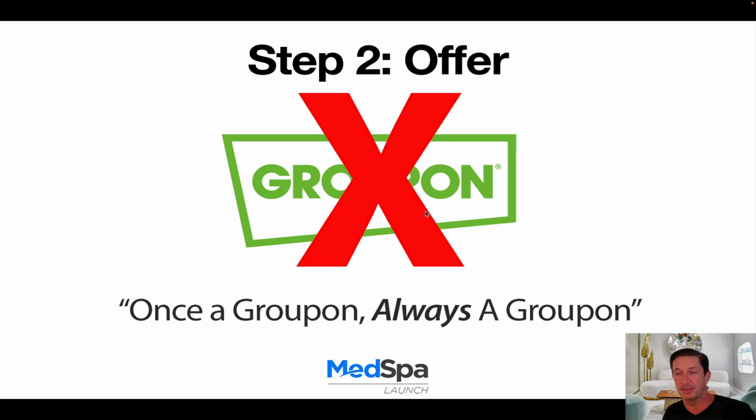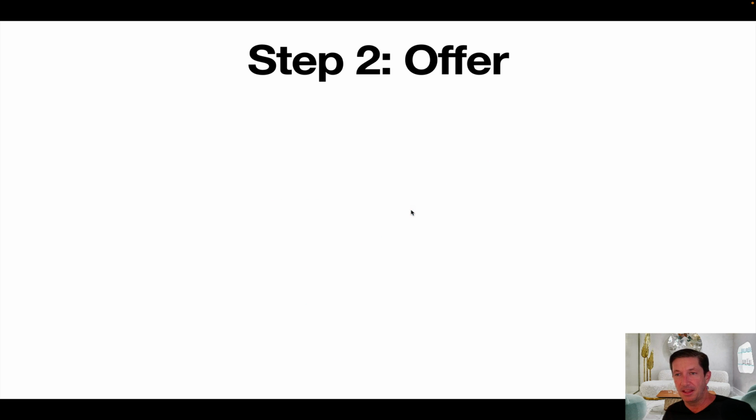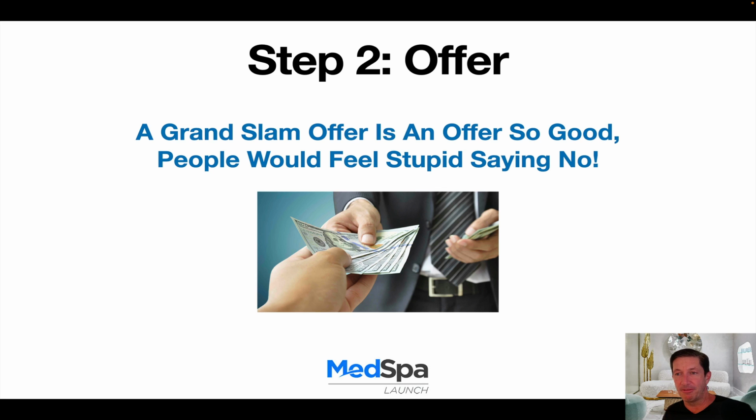If you've ever heard the phrase, once a Groupon, always a Groupon, then you probably know why you want to avoid discounting, okay? So we call a grand slam offer an offer so good that people would feel stupid saying no. So that's what we help you create in the mastermind.